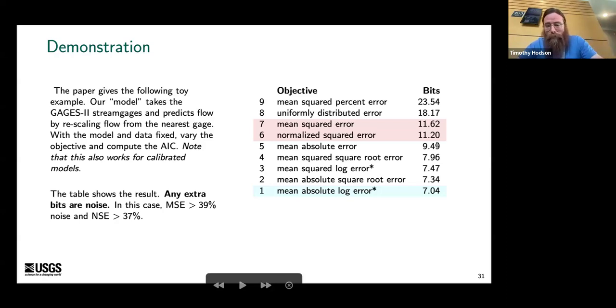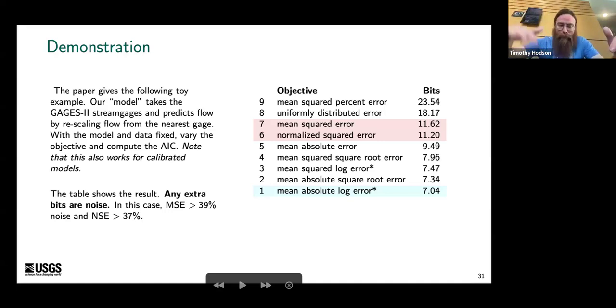In red, we have mean squared error and the normalized squared error, which is sort of a Nash-Sutcliffe, essentially. Mean absolute error, mean square root error, mean squared log error, and the very best, in this case, log error.